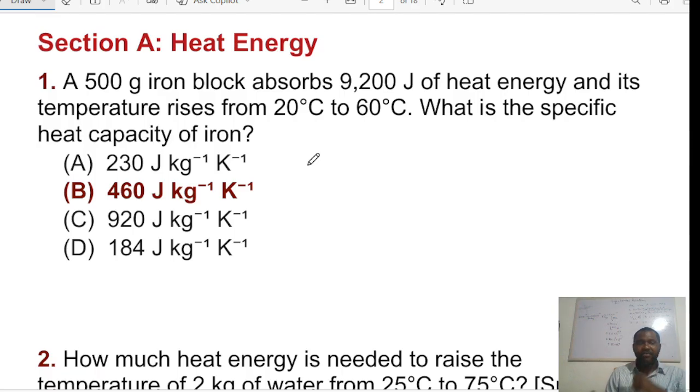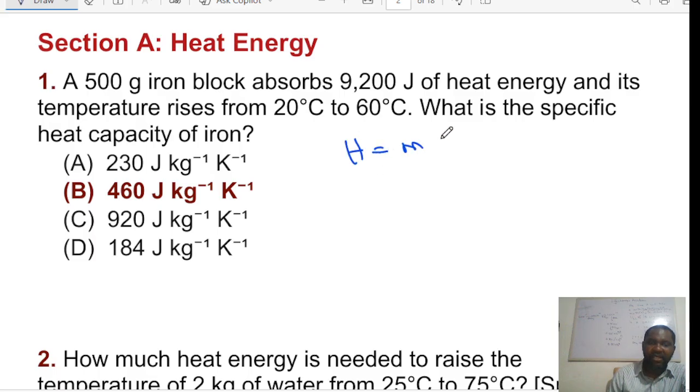It says a 500-gram iron block absorbs 9,200 joules of heat energy and its temperature rises from 20 degrees Celsius to 60 degrees Celsius. What is the specific heat capacity of iron? Now, you should know that the formula for heat energy is mc theta. M stands for mass, C stands for specific heat capacity, theta stands for temperature change.